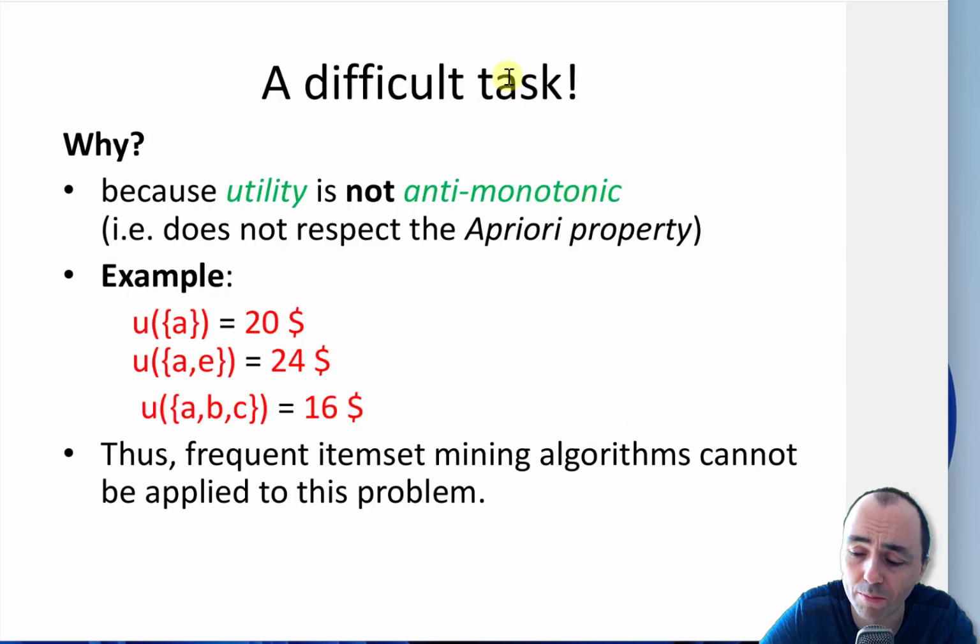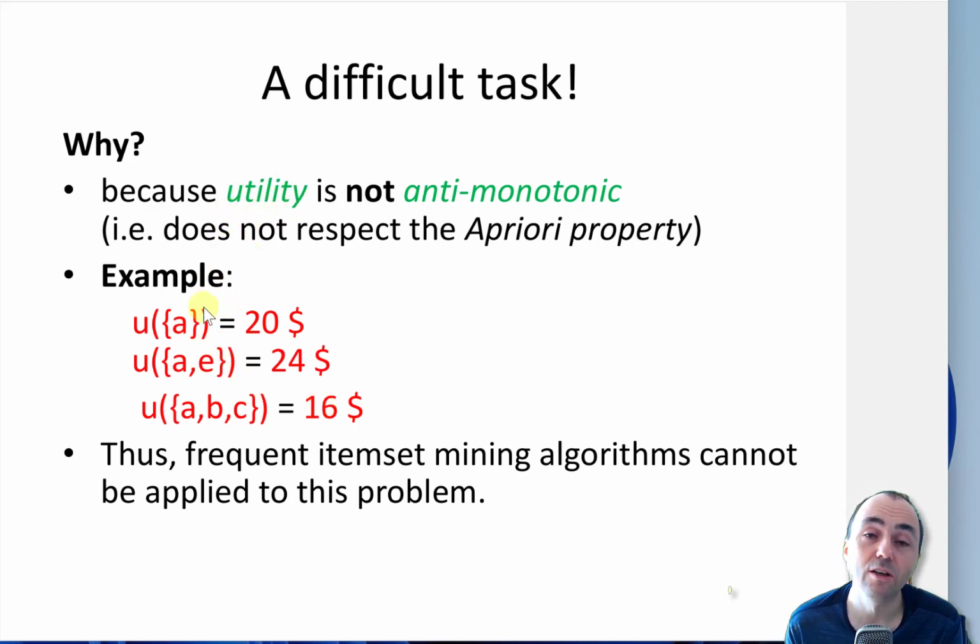Now, why is this problem difficult and interesting for researchers? Because the utility is not anti-monotonic. That means we don't have the Apriori property that I explained before in frequent itemset mining. So let me show you this with an example. If you look at the utility of A for apple, it is $20. If you look at a superset of A, where you add something to A, like AE, it can be more, like $24. But then if you look at another superset of A, like ABC, it can be less, like $16.